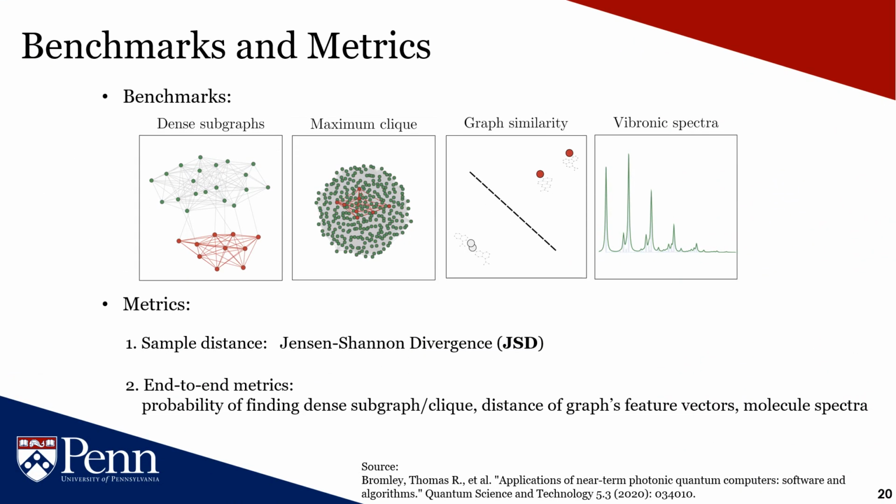Next, I will show our evaluation. We have tested our compiler on those 4 benchmarks, and we have 2 metrics. First, we use Jensen-Shannon divergence (JSD) to measure the distance of the sample distribution between the ISCA device and the fault-tolerant device. Notice that all of them are simulated on a classical computer by setting different gate fidelity. Second, we adopt an end-to-end metric, for example, the probability of successfully finding a click or getting the right molecule spectrum.